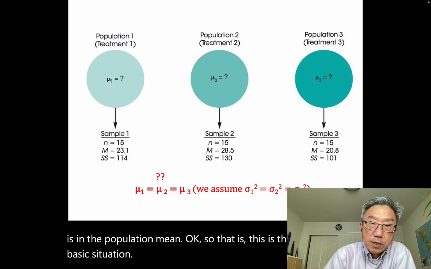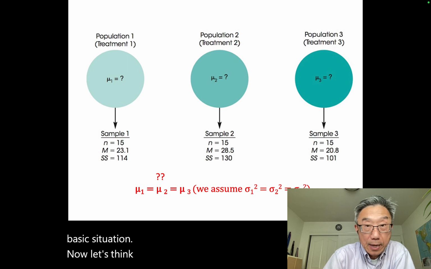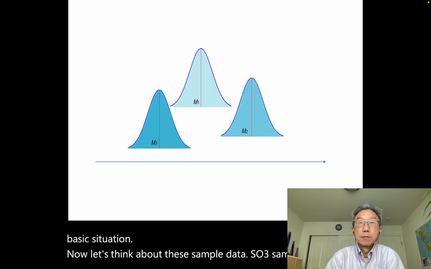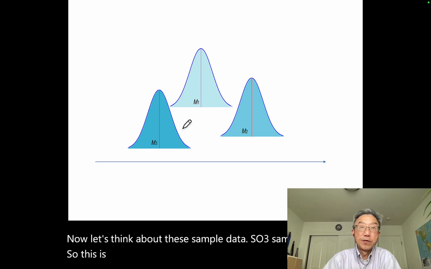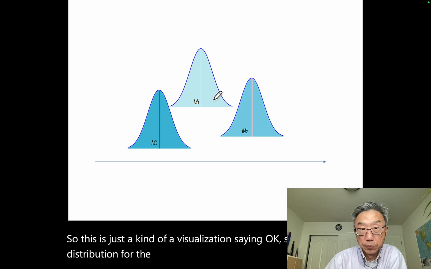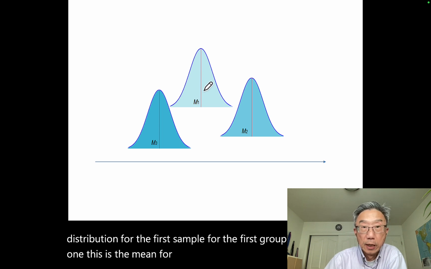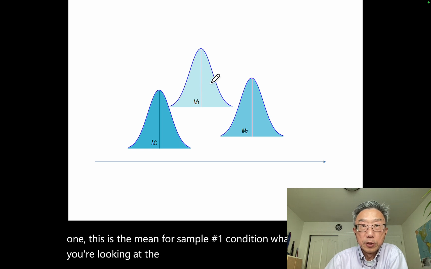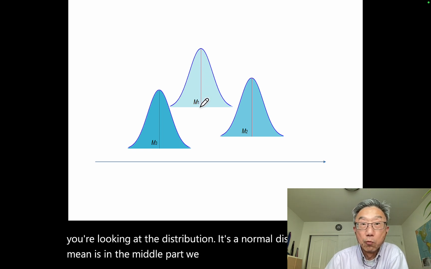Now, let's think about these sample data. So 3 samples, right? This is just a visualization: here is a distribution for the first sample, for the first group. So mean M1. This is the mean for sample number 1, condition 1. Basically, you're looking at the distribution. It's a normal distribution, and the mean is in the middle part. We call it M of 1, right?